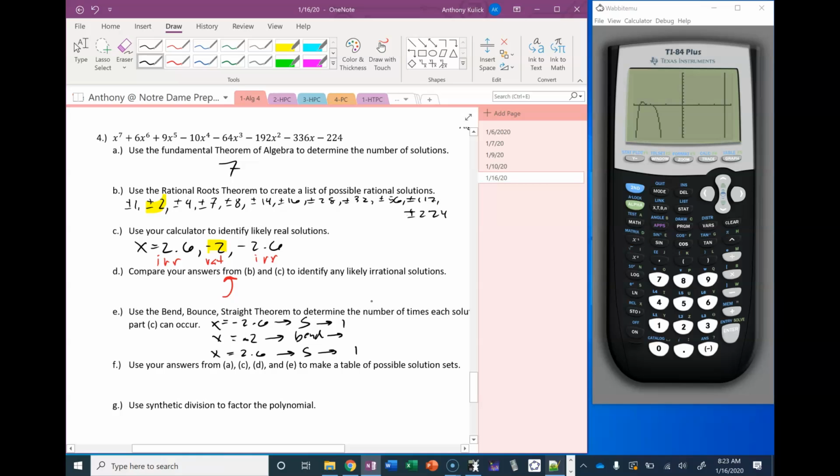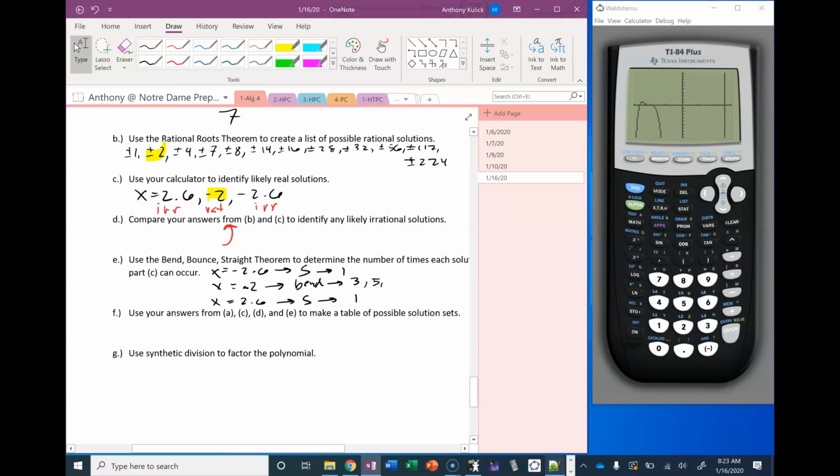How many times can a bend be used? Odd number, right? So 3 times. Can it be used 5 times? Yes. Could it be used 7 times? No, because we have those 2 straights still, and that would be too many. Everybody okay here?